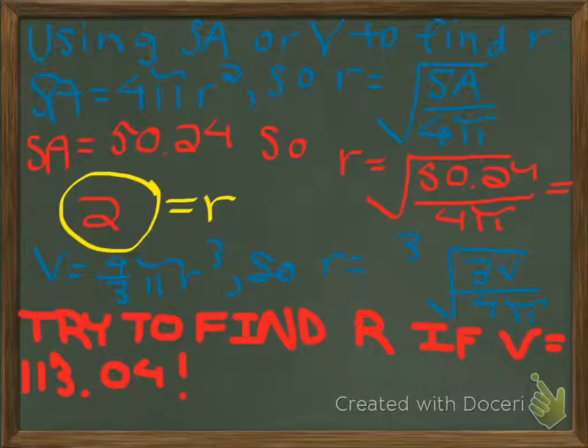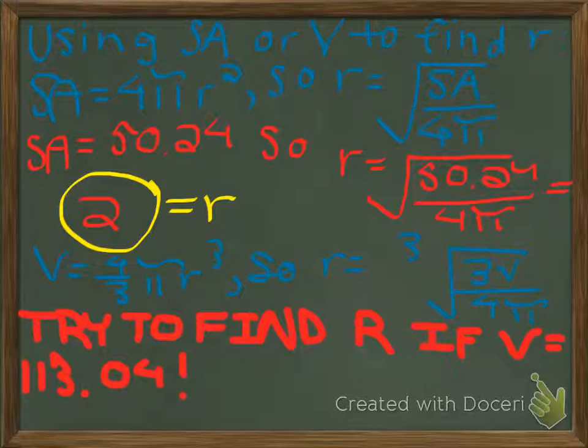Here's an example. The surface area equals 50.24. So we're going to plug in 50.24, so the problem says square root of 50.24 over 4 pi. When we figure that out, it equals 2. The radius equals 2. You can also do this with volume.